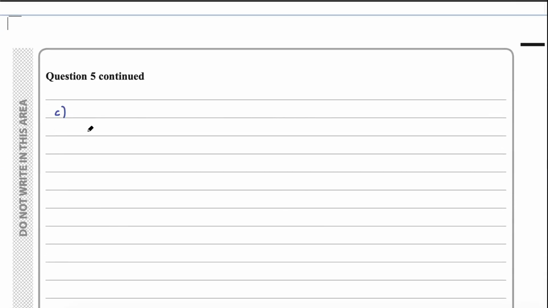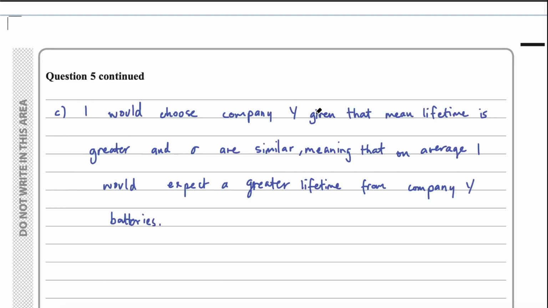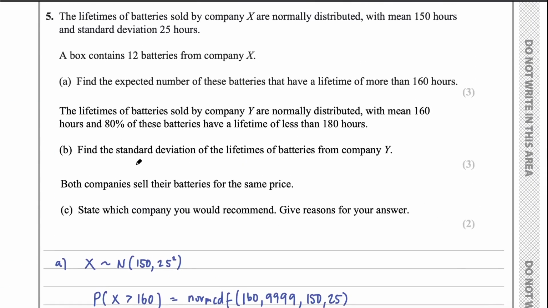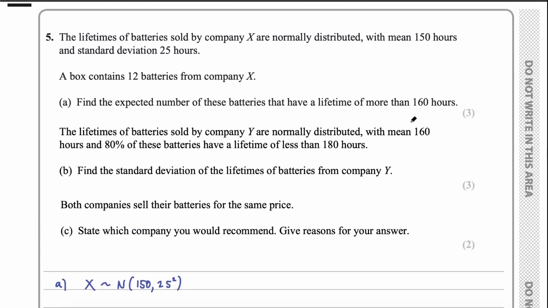So I'm going to go ahead and summarize that in a couple of sentences. I've said I would choose company Y given that the mean lifetime is greater and the standard deviations are similar, meaning that on average I would expect a greater lifetime from company Y batteries. Okay, that was part C for 2 marks. Part B was 3 marks and part A was 3 marks. And that's the end of the statistics part of this paper. Up next, the mechanics.